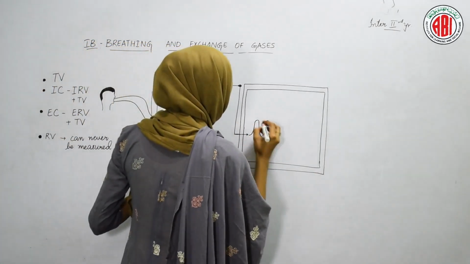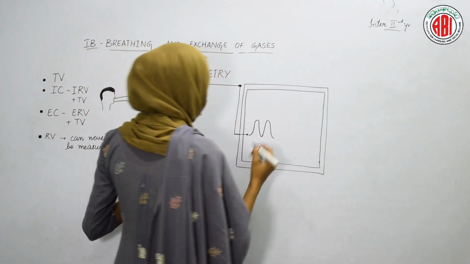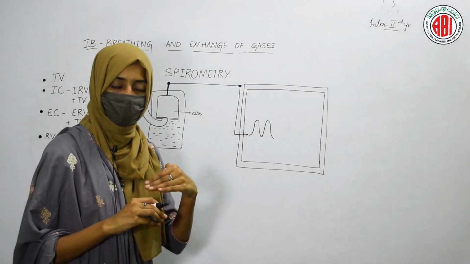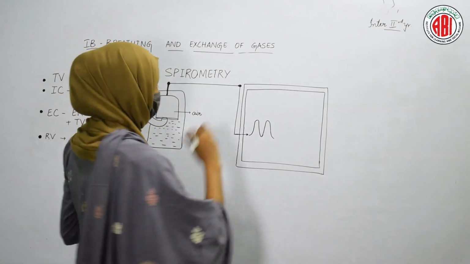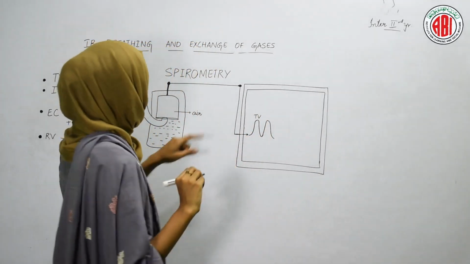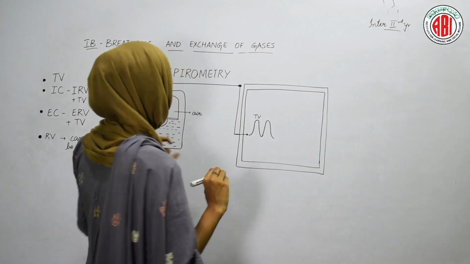So this is the volume of air that is taken up by the person during normal inspiration and expiration. That volume is tidal volume. We already learned about these volumes, right? So tidal volume can be measured in this way.